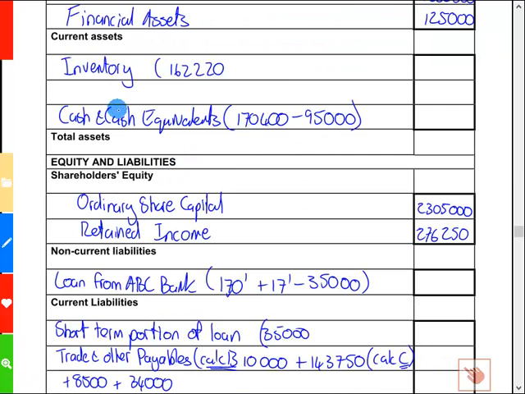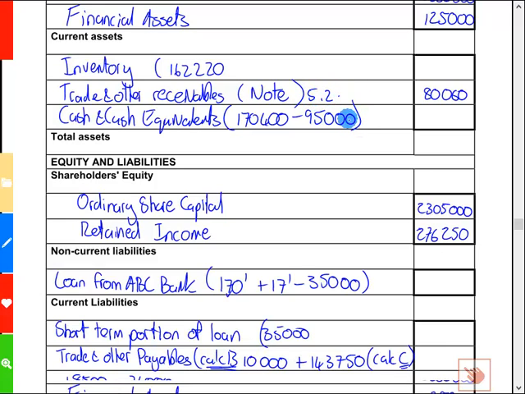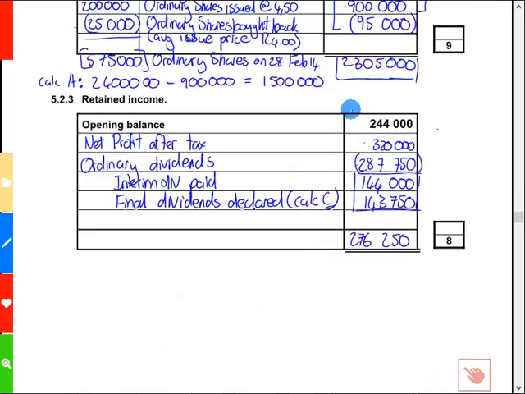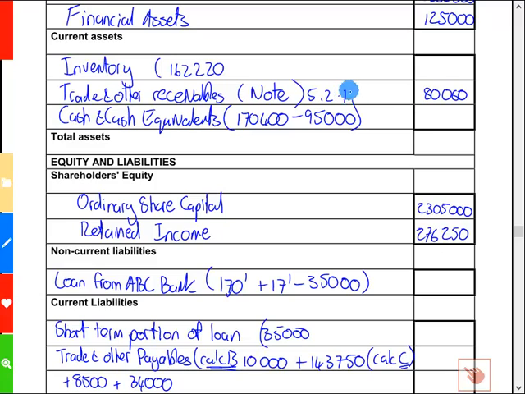Balance sheet, trade and other receivables. And we fill that in here. 80,060, and we can refer back to our note. And that was note 5.2.1. Okay, that's good. Inventory we can fill in now because we didn't have any other inventory. Cash and cash equivalents we can fill in 75,400. And we can total our current assets. It comes to 311,800.